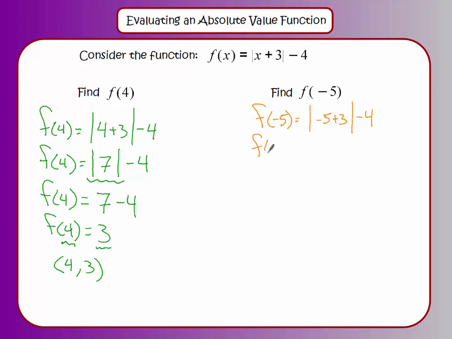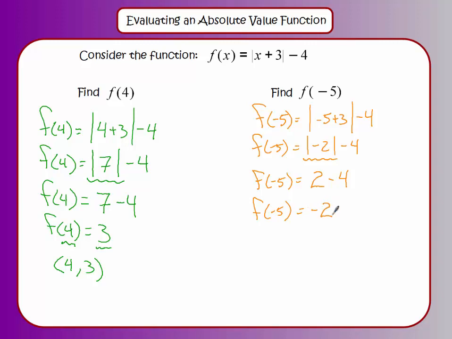So f of -5 equals -2 minus 4. Once again, I get to this point and I'm going to take the absolute value of -2. So I still have f of -5 equals the absolute value of -2, which is, how far away from 0 is -2? It is 2 units. So I replace this absolute value of -2 with what it is. It is 2 minus 4. Now I have f of -5 equals 2 minus 4, which is -2.